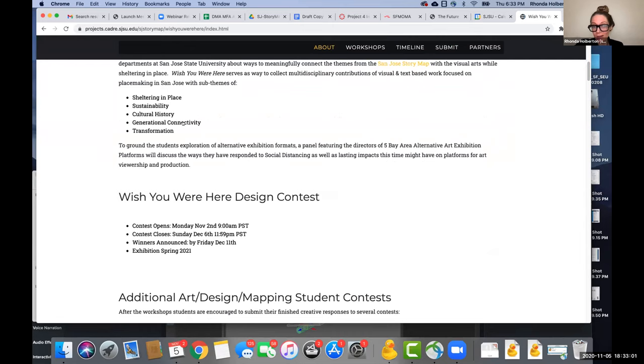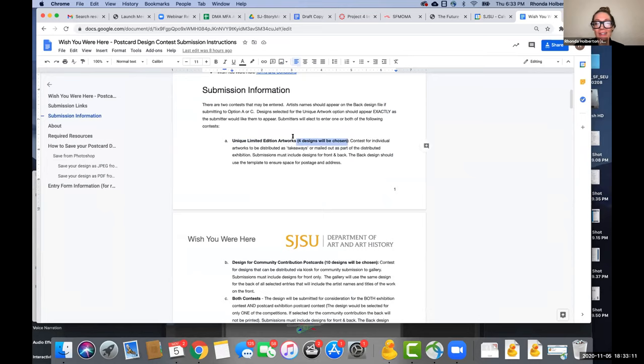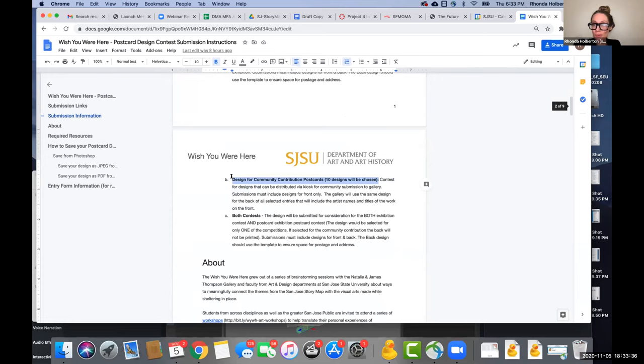So the gallery will be printing 15, no, the total number just changed. So there'll be four designs chosen that are these unique limited edition artworks. Those will be postcards that are designed as an artwork front and back. So if you are a writer and you want to use the text portion on the back as a part of the conceptual conceit of the artwork and the front of the design, this is the contest that you would want to apply to. And then 10 designs will be chosen for distribution to the community as a way that the gallery can distribute these postcards and then receive comments back from the community about their experiences of living and being in San José. You can also, of course, apply for both contests.